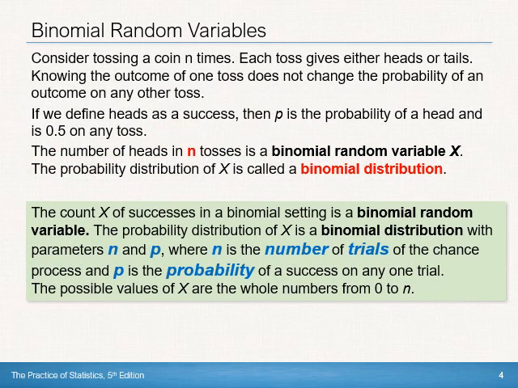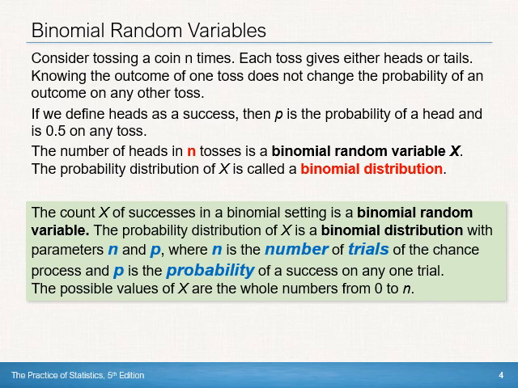Okay, so let's talk a little bit more about the binomial random variable. Consider tossing a coin n times. Each toss gives either a heads or a tails. Knowing the outcome of one toss doesn't affect the others, so they're independent. If we define heads as success, then the probability of success, or the probability of a heads, is going to be 0.5. The number of heads in n tosses, that's going to be our random variable. That's going to be x, and so x will count how many successes.